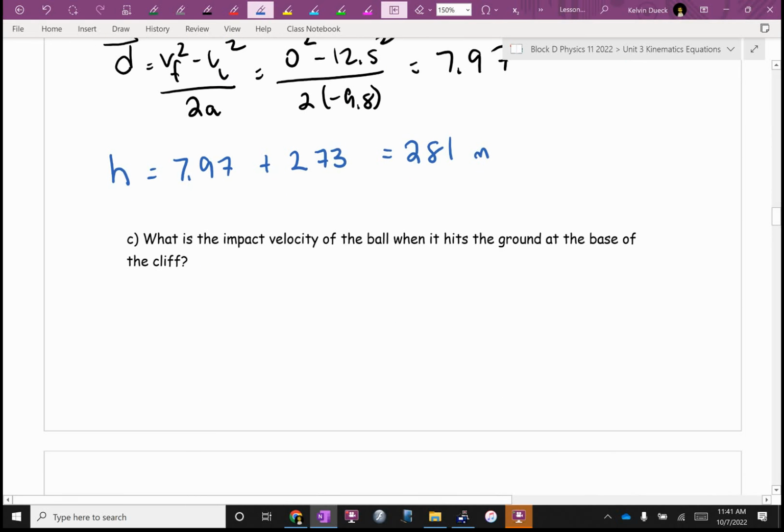C. What's the impact velocity of the ball when it hits the ground at the base of the cliff? What is the impact velocity not? It's not 0. Again, don't believe me? One of these times I will make a kid do a belly flop on. No, I won't, because that would do some serious damage. Okay? But, Aaron, what is C asking me to find? Yes, good.